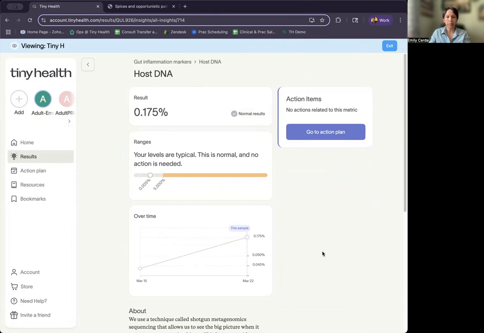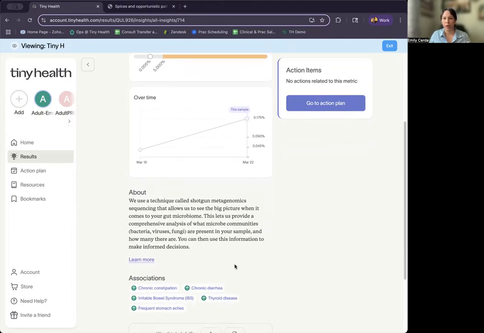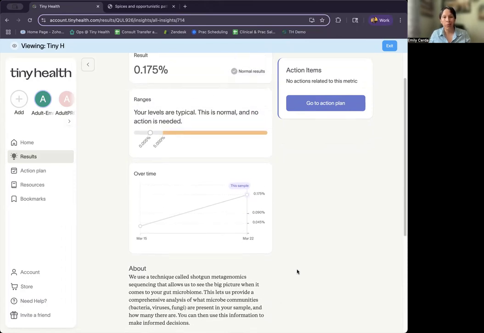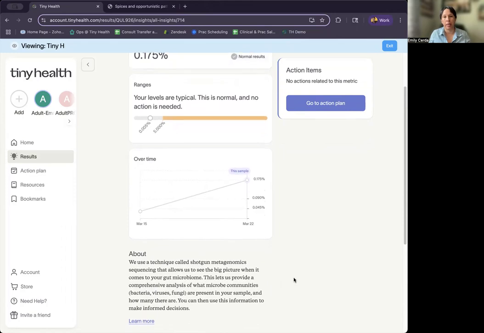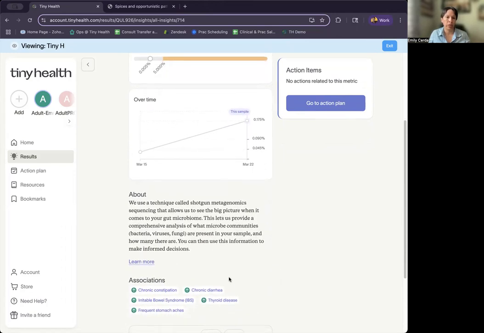But reasons for the host DNA may be anything from some blood in the stool, maybe from a hemorrhoid. I've had some people not know that sampling during menstruation was not recommended, and we got some human DNA in that sample. This could also be gut lining sloughing off and coming out in the sample. So it can tell you a lot of information.